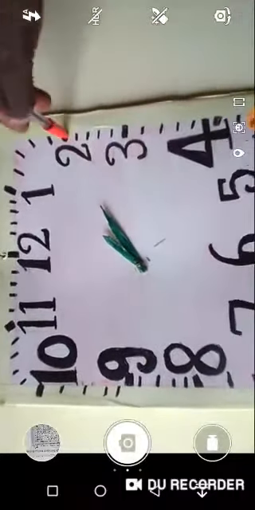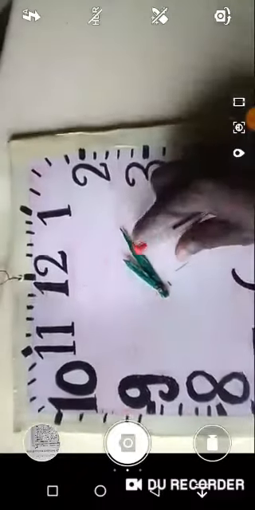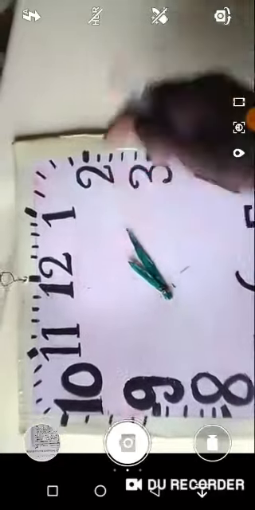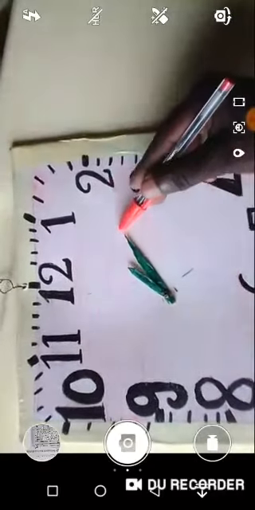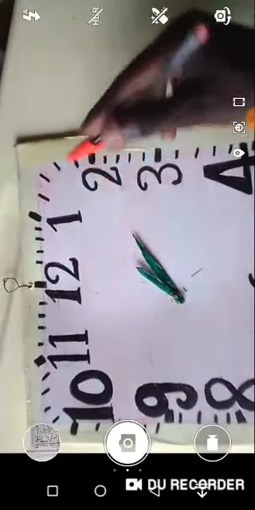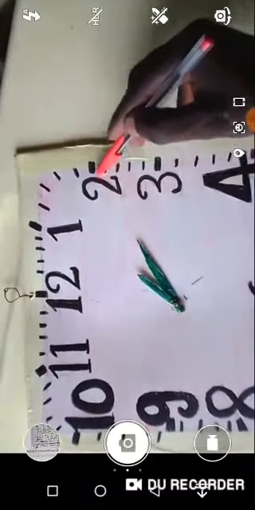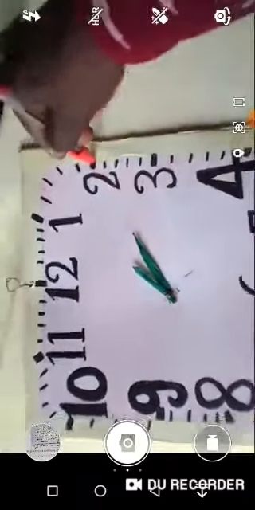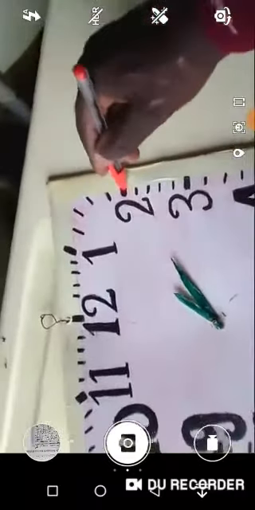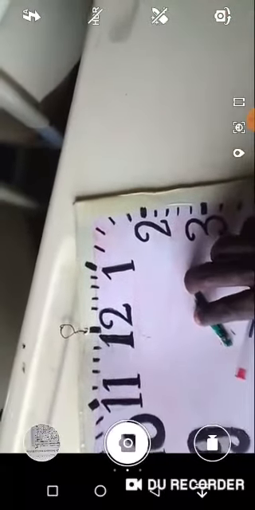Yes. The long one is at 2. It is pointing at 2. Exactly. The long one has pointed at 2. Let me check. Yes. You see? What is the time now? You can see. What is the time now?